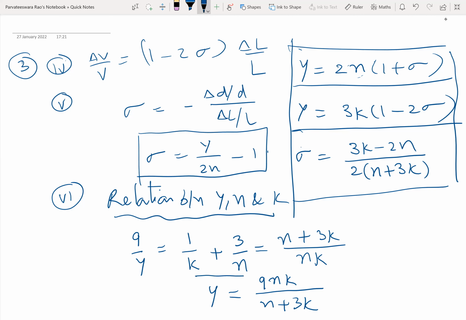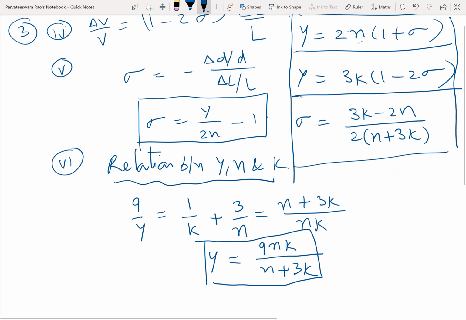So these are all the relations between the moduli and Poisson's ratio. Done, sir. Good. Next.